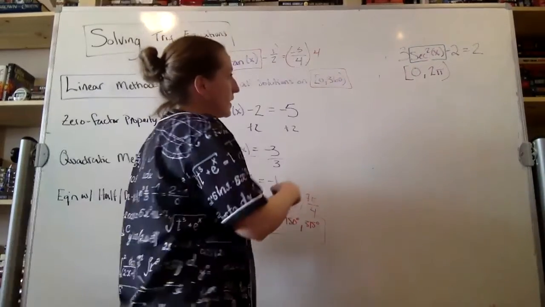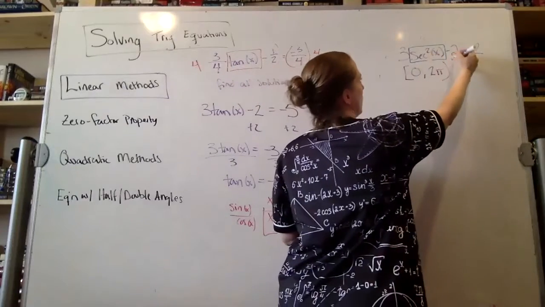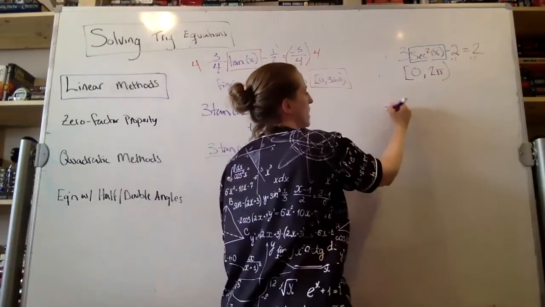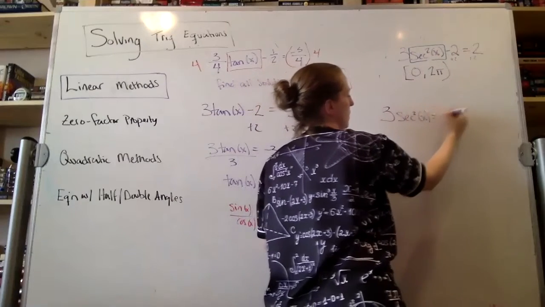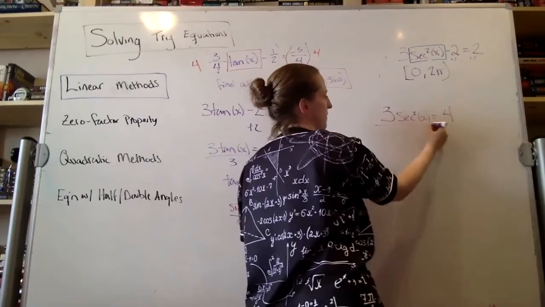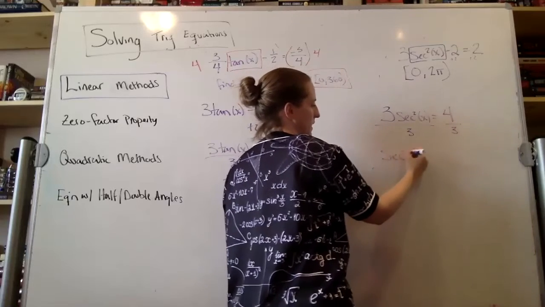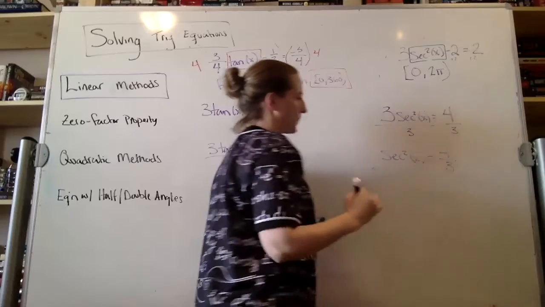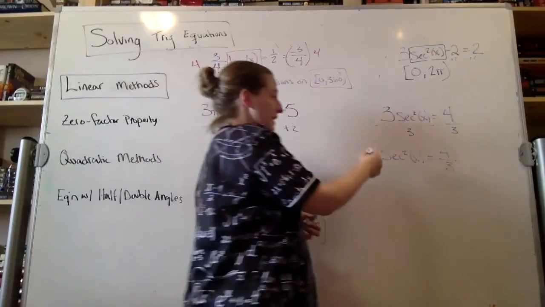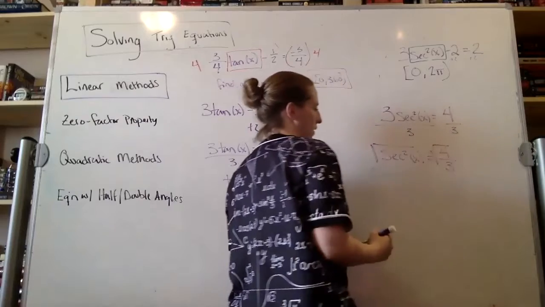Well, just like we did for all our other examples, we're going to solve for this term in here. So I'm going to add 2 to both sides. So that gives me 3 times secant squared equals 4. And then I'm going to divide both sides by 3. So I get secant squared equals 4 over 3. Now from here, I want to get secant by itself. I can do that by square rooting both sides of my equation.